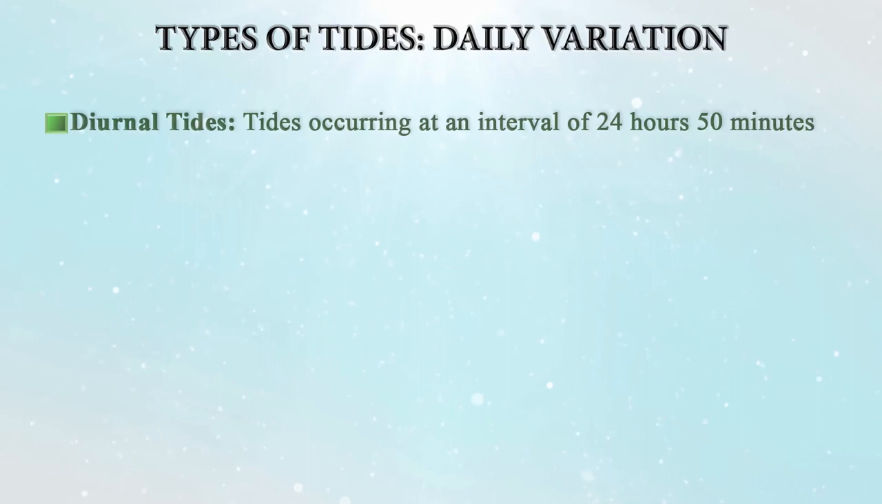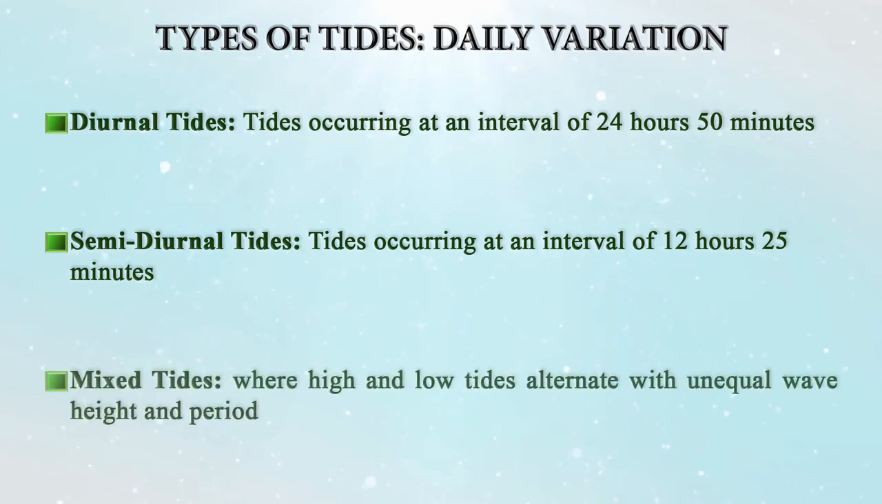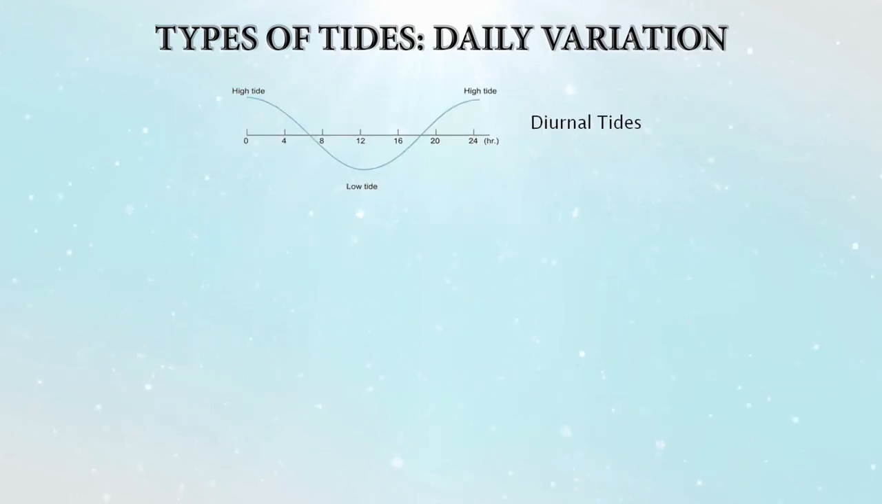Based on daily variation, tides are of three types: diurnal tides, semi-diurnal tides and mixed tides. Diurnal tides, as the name suggests, occur at an interval of 24 hours 50 minutes. Semi-diurnal tides occur at an interval of 12 hours 25 minutes, and mixed tides are seen in mid-latitudinal areas where high and low tides alternate with unequal wave height and wave period. You can understand this with the help of this figure.